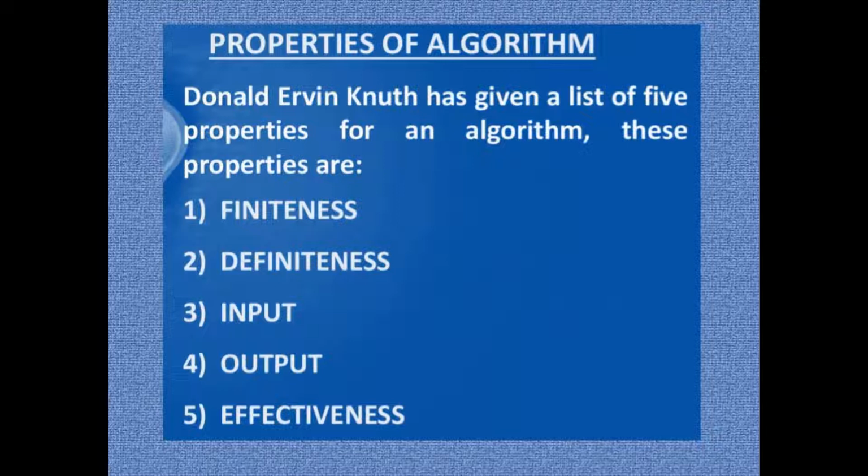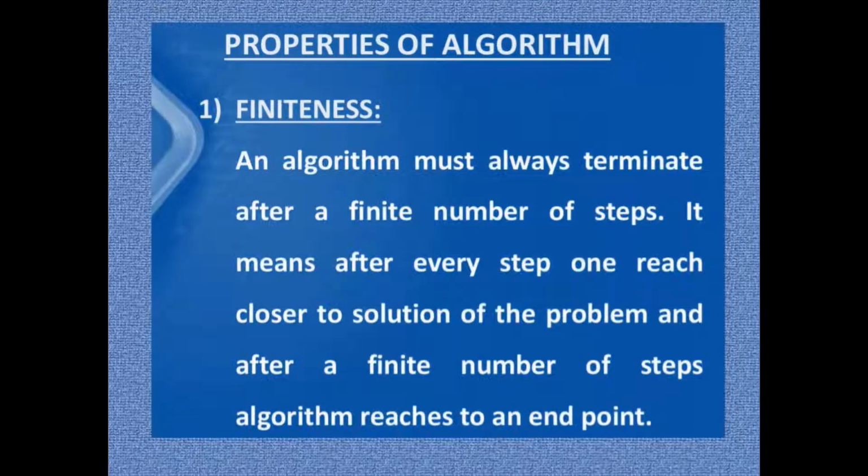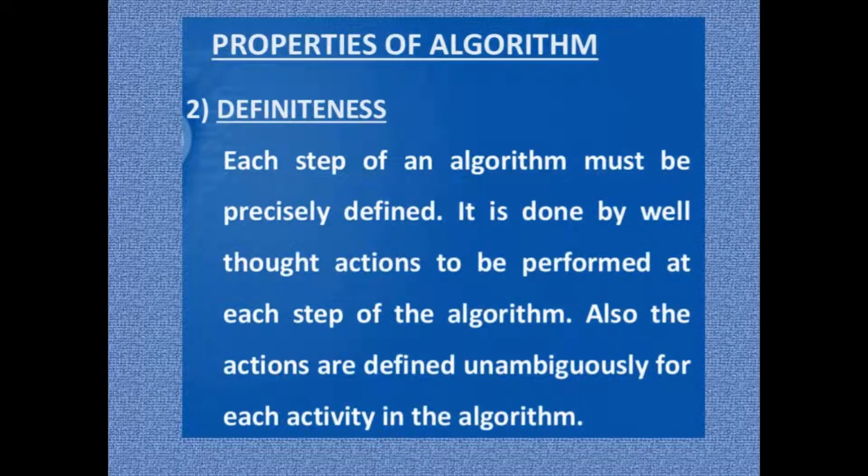Now, there are five properties for an algorithm, and these were defined by Donald Ervin Knuth: finiteness, definiteness, input, output, and effectiveness. Finiteness is when an algorithm must always terminate after a finite number of steps. It means that after every step, one reaches closer to the solution. Definiteness is when every step of an algorithm is precisely defined. The actions are defined unambiguously for each activity in the algorithm.